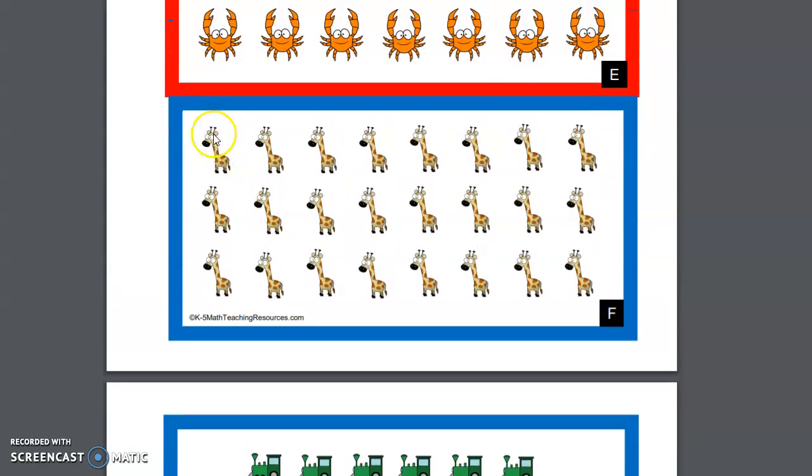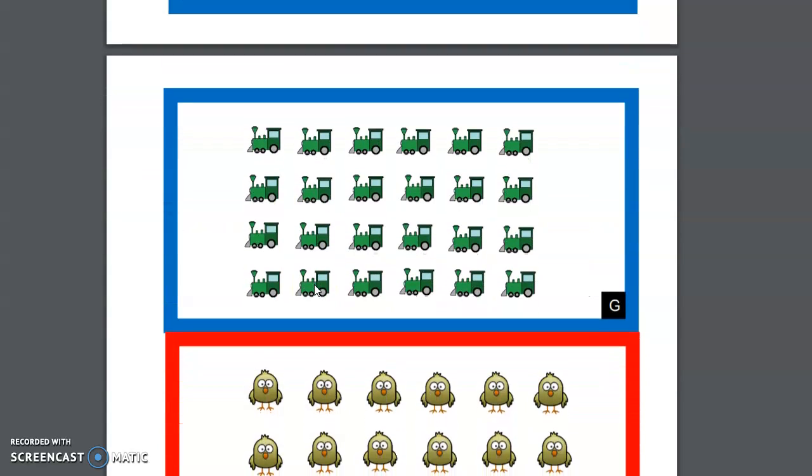Let's look at these giraffes. We have 1, 2, 3, 4, 5, 6, 7, 8 across and 1, 2, 3 down. We know that 8 times 3 equals 24 from our multiplication chart or just memorizing it, or we can count the whole thing. I want you to look at these tractors and I want you to solve this and put it on your Post-it.